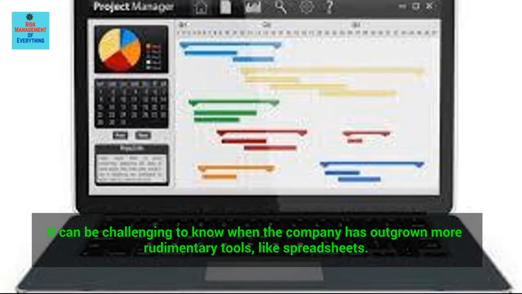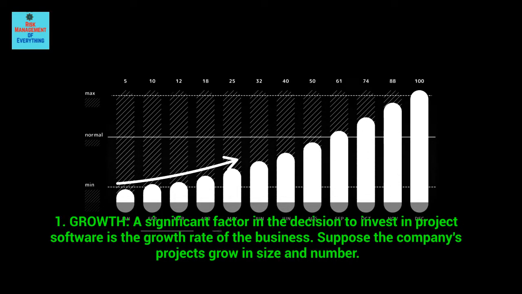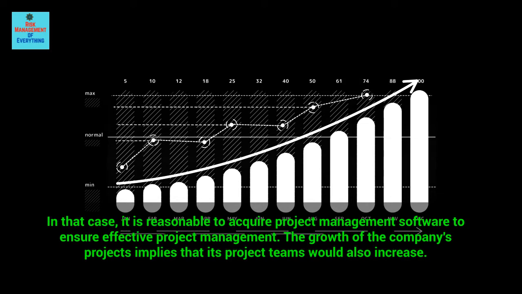It can be challenging to know when the company has outgrown more rudimentary tools, like spreadsheets. Here are 3 signs that suggest that an organization should invest in project management software. 1. Growth. A significant factor in the decision to invest in project software is the growth rate of the business. Suppose the company's projects grow in size and number. In that case, it is reasonable to acquire project management software to ensure effective project management.